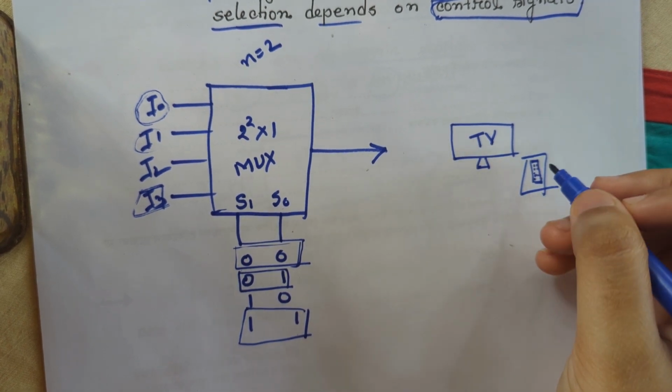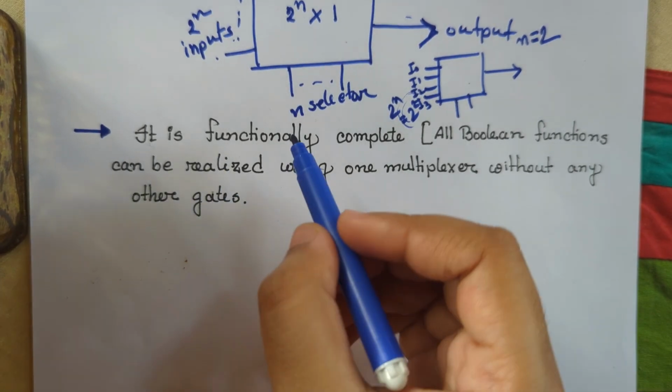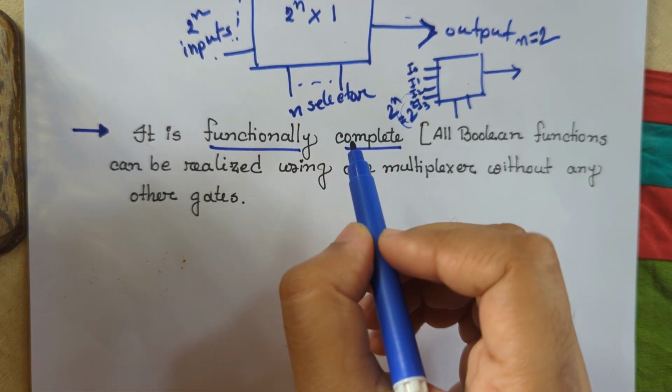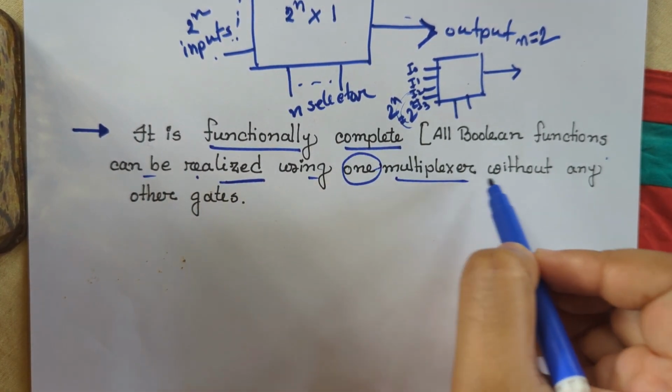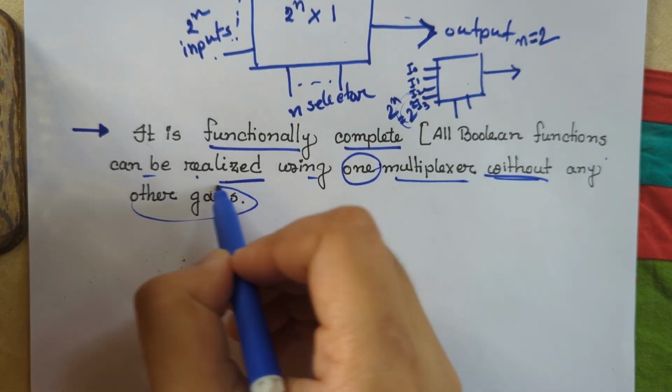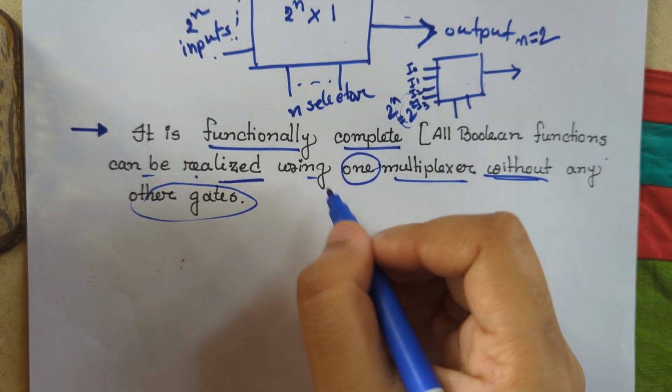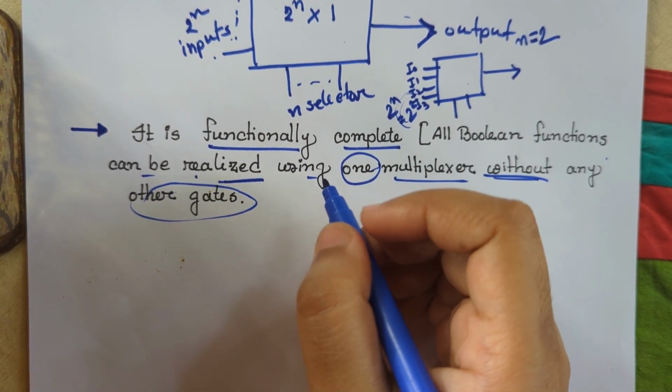This is how our mux works. Another important thing is it is functionally complete, meaning all Boolean functions can be realized using one multiplexer without any other gates. It doesn't need any other gates to implement any Boolean function.